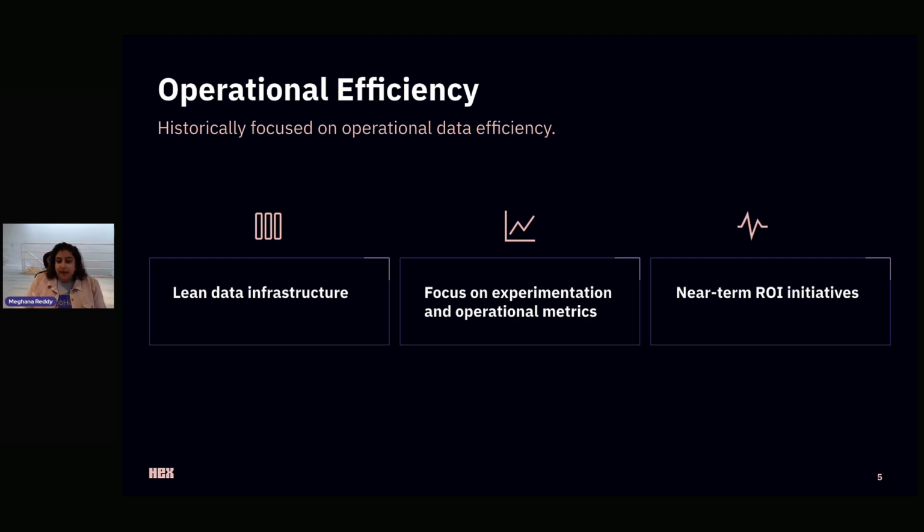So historically, this company was extremely good and focused on operational data efficiency. What this meant was a culture of having really lean data infrastructure. Everybody was extremely data literate in the sense that they were SQL proficient, they were comfortable going into code and figuring things out themselves. And there was really a focus on things like experimentation results and operational metrics, keeping the wheels greased for the core focus of the business.